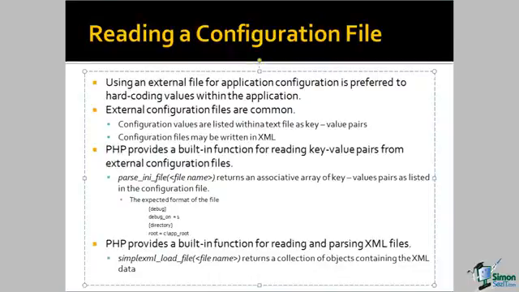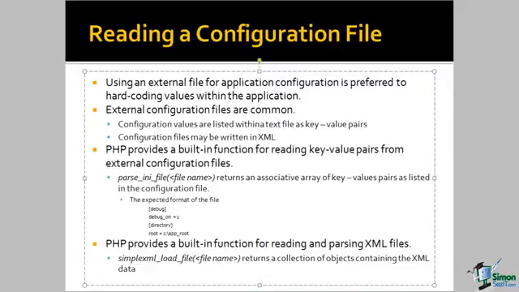In addition to reading data files, another very common task when writing PHP applications is to read application configuration files. These are external files that store the application configuration values in a specific format. There are two generally used formats for external configuration files. One is to list the configuration settings in key value pairs, and another is to write the configuration file in XML format. In either case, PHP provides built-in functions for reading those configuration files.